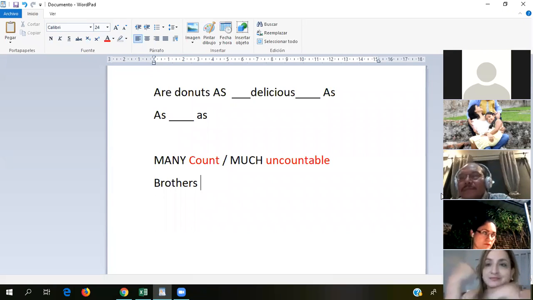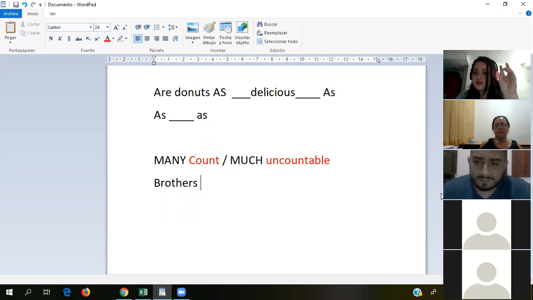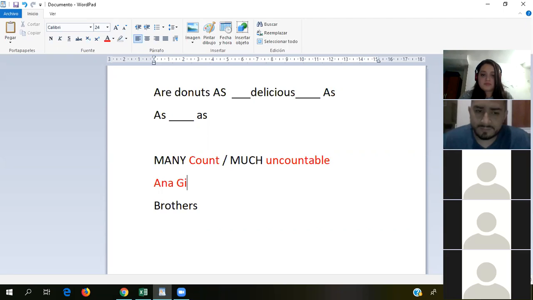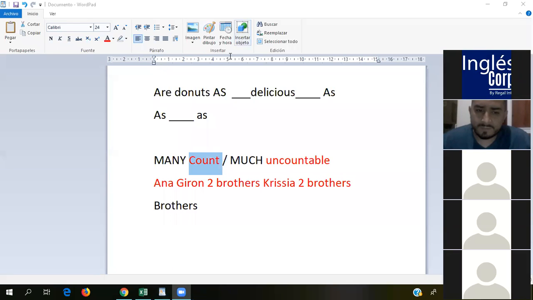Crisia. Okay, listen. Crisia has two brothers and Ana Giron too. Okay? So look at this, guys. Ana Giron, two brothers, right? And Crisia has two brothers as well. So how can we make this comparison if it is countable? How do we say that, guys? Ana Giron has as many brothers as Crisia.